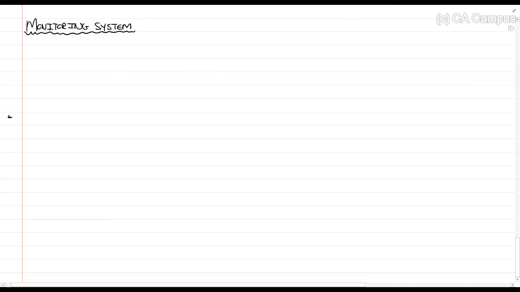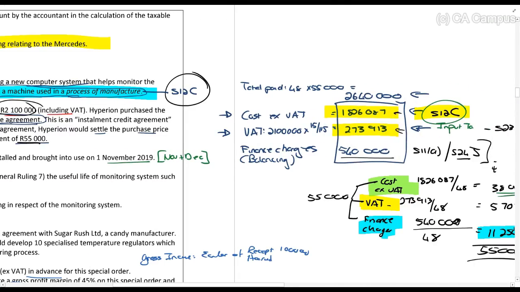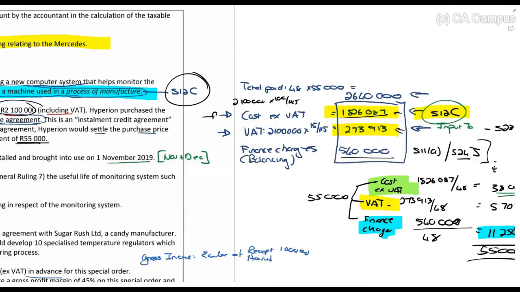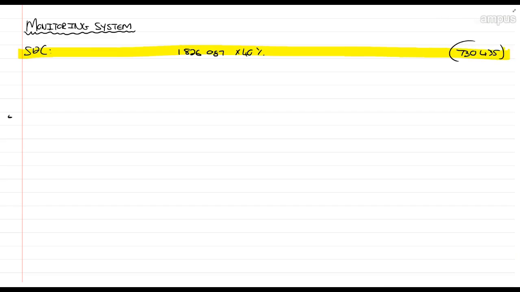So let me actually do that first. Section 12C. We use the cost excluding VAT. Now guys, you will obviously have to show this calculation at some point. So it'll be 2.1 million rands times 100 over 115. I'm just going to use it here. You obviously have the solution and we already did the calculation. So 1826087, this is a new asset, so times 40%. And again, this line is going to be important for us in a little bit. Okay, that's the first bit.